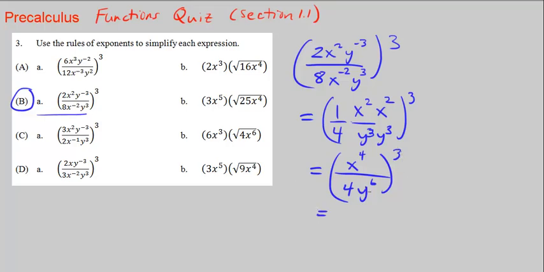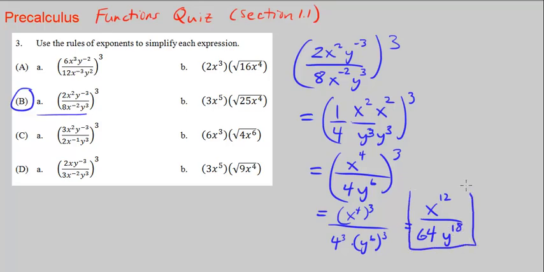Okay, we distribute this cubed, so it's x to the 4th cubed over 4 cubed times y to the 6th cubed. And we just multiply the exponents, so 4 times 3 is 12. 4 cubed is 4 times 4 times 4, which is 64. We can use our calculator to verify. And y to the 6th to the 3rd is 6 times 3 is 18, so it's y to the 18th power. And this is our answer for part A in version B of the quiz.